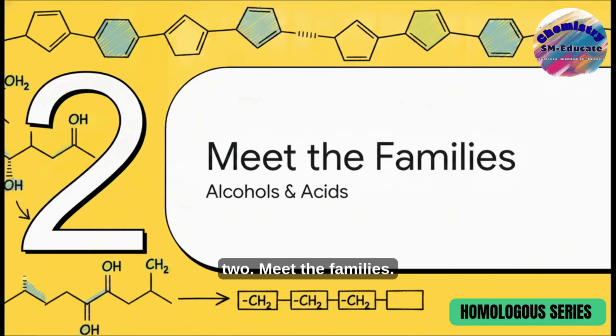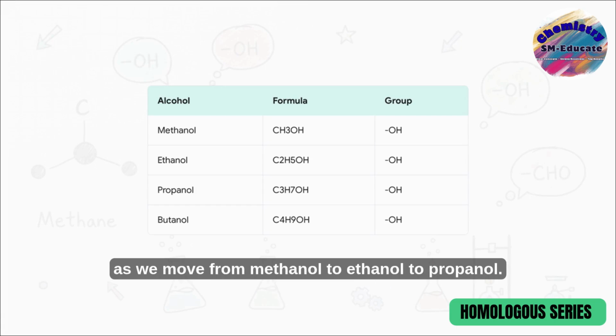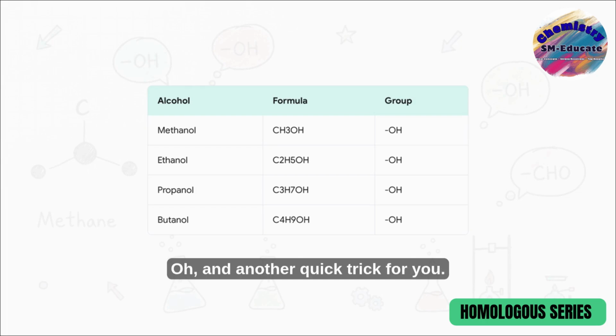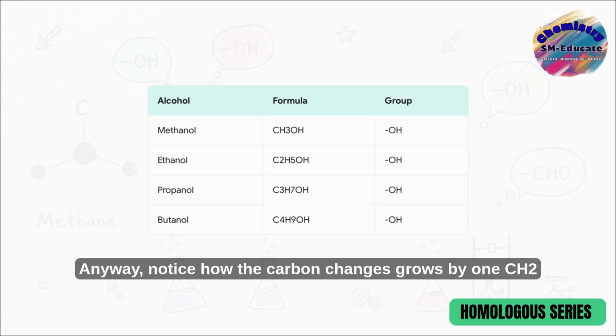Legend 2. Meet the families, specifically alcohols and carboxylic acids. When we line up the alcohol family here, look at what happens as we move from methanol to ethanol to propanol. That OH hydroxyl group stays exactly the same. Oh, and another quick trick for you. The word alcohol ends in OL, right? And its functional group literally has an O and an H. Anyway, notice how the carbon chain grows by 1 CH2 brick every single time. It's a perfect, predictable sequence.